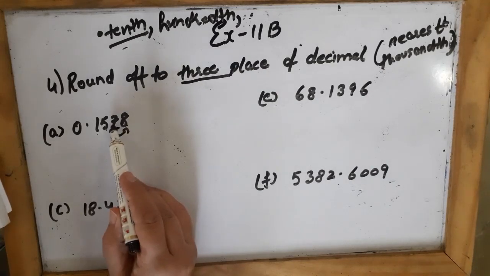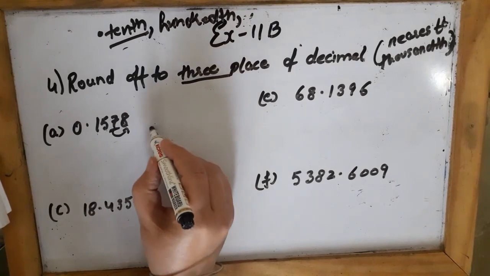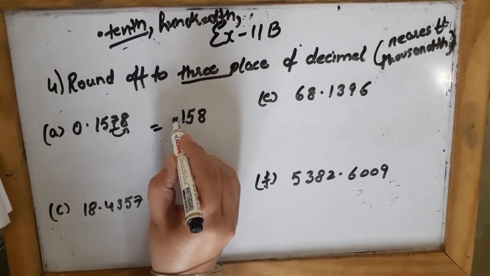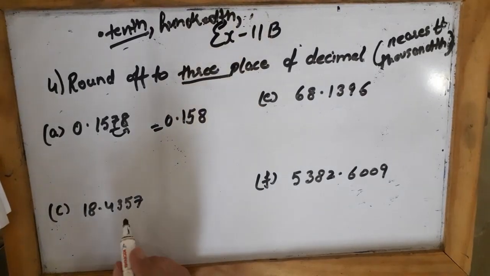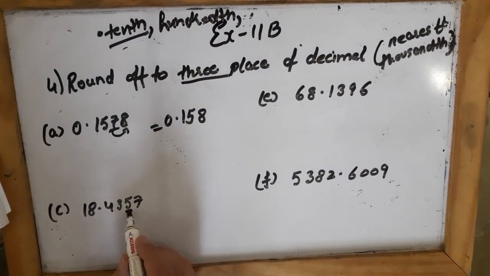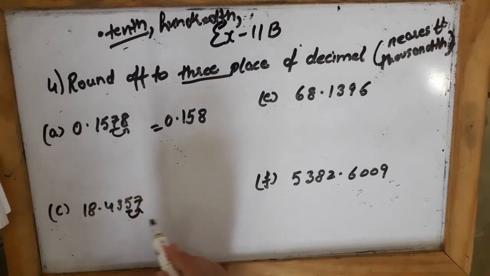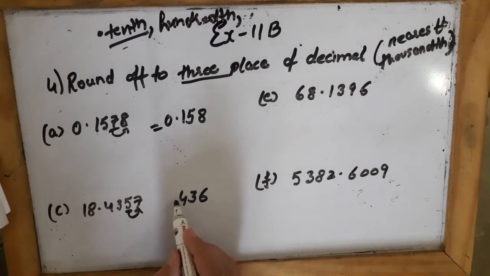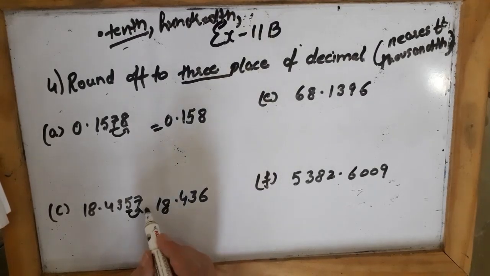So which is more than 5. It means this 7 will become 8, right? And the rest of the numbers will remain the same. Now to the third place of decimal, means the 1000th place is 5. To the right of 5 it is 7, which is more than 5. It means this 5 will become 6 and the rest of the digits will remain same.